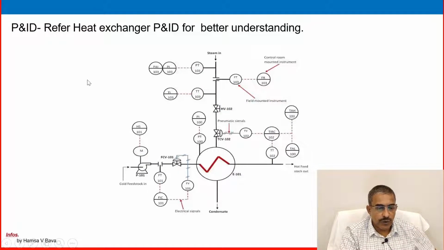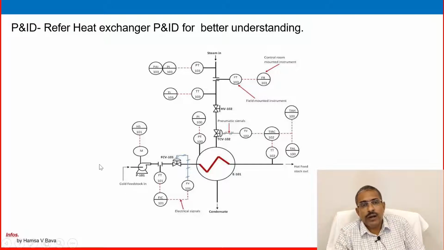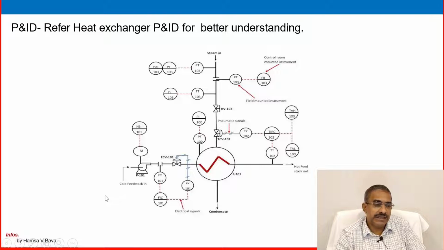So look at a simple P&ID. I kindly request you to take a P&ID from your field or your area of operation and read it in such a way that you understand it. Not only for heat exchangers, for all equipment, understand each and every parameter and the symbolic representation of each instrument. Then you will be very good at reading a P&ID and understanding the process.